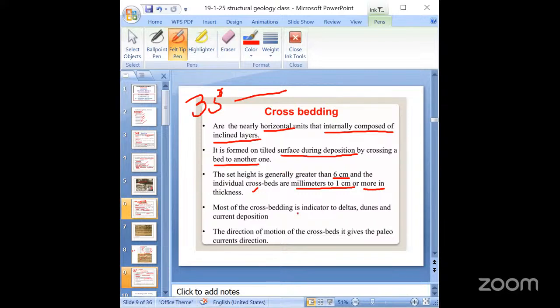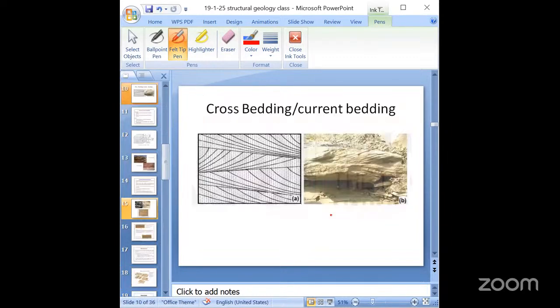So most of the cross bedding is indicative of deltas, dunes, and current deposition, and the direction of motion of the cross beds gives the paleocurrent directions. So these are some of the cross bedding or current bedding. Cross stratification is also referred to as current bedding or false bedding, right?